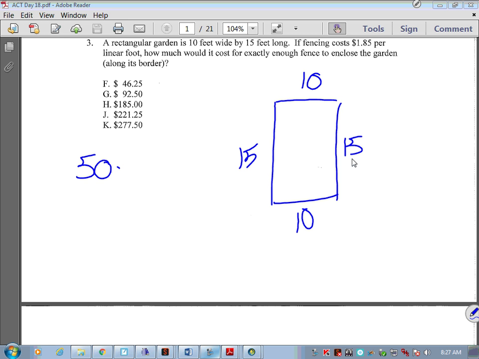So 50 times 1.85, right? And I could pull out a calculator here, I guess same as you. 50 times 1.85 should come out to $92.50. Okay. What did you do on that question? You did the area. Yeah, well, fencing should always be a perimeter question. They do a lot with fencing.